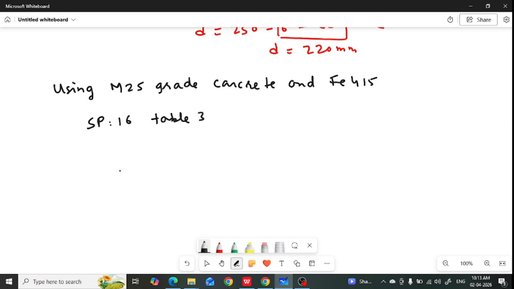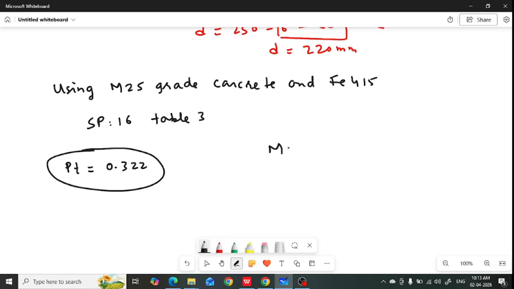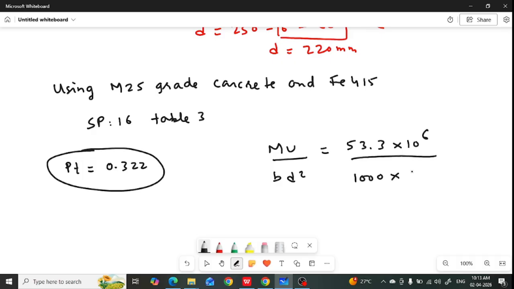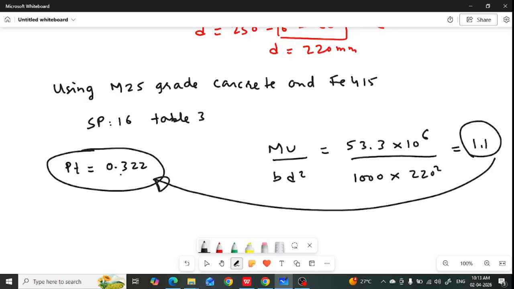So from that, the PT value you will get is PT equal to 0.322. To get this PT value, you have to refer to Mu by BD square. So what is Mu? The maximum moment you have to consider: 53.3 into 10 to the power 6 divided by 1000 into 220 square. So here you are getting 1.1. For this 1.1, the PT value you are getting is 0.322.